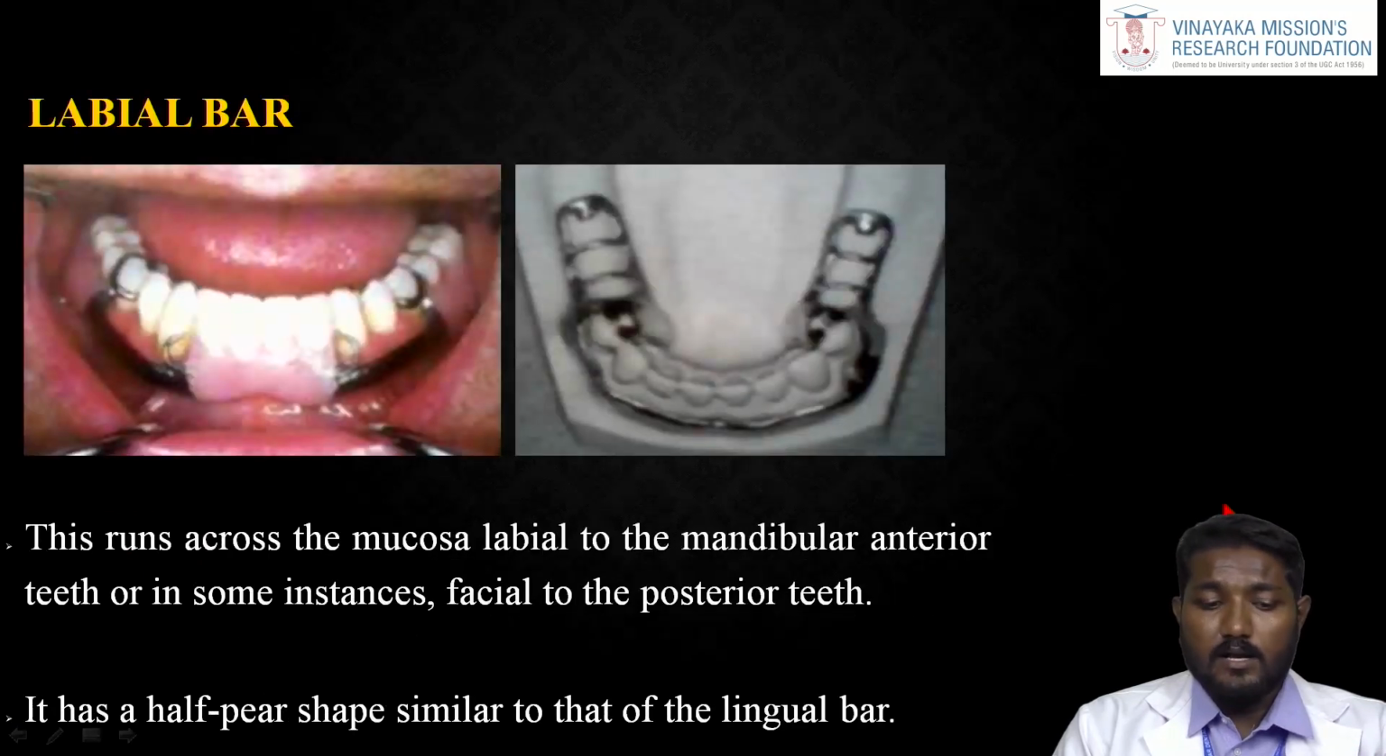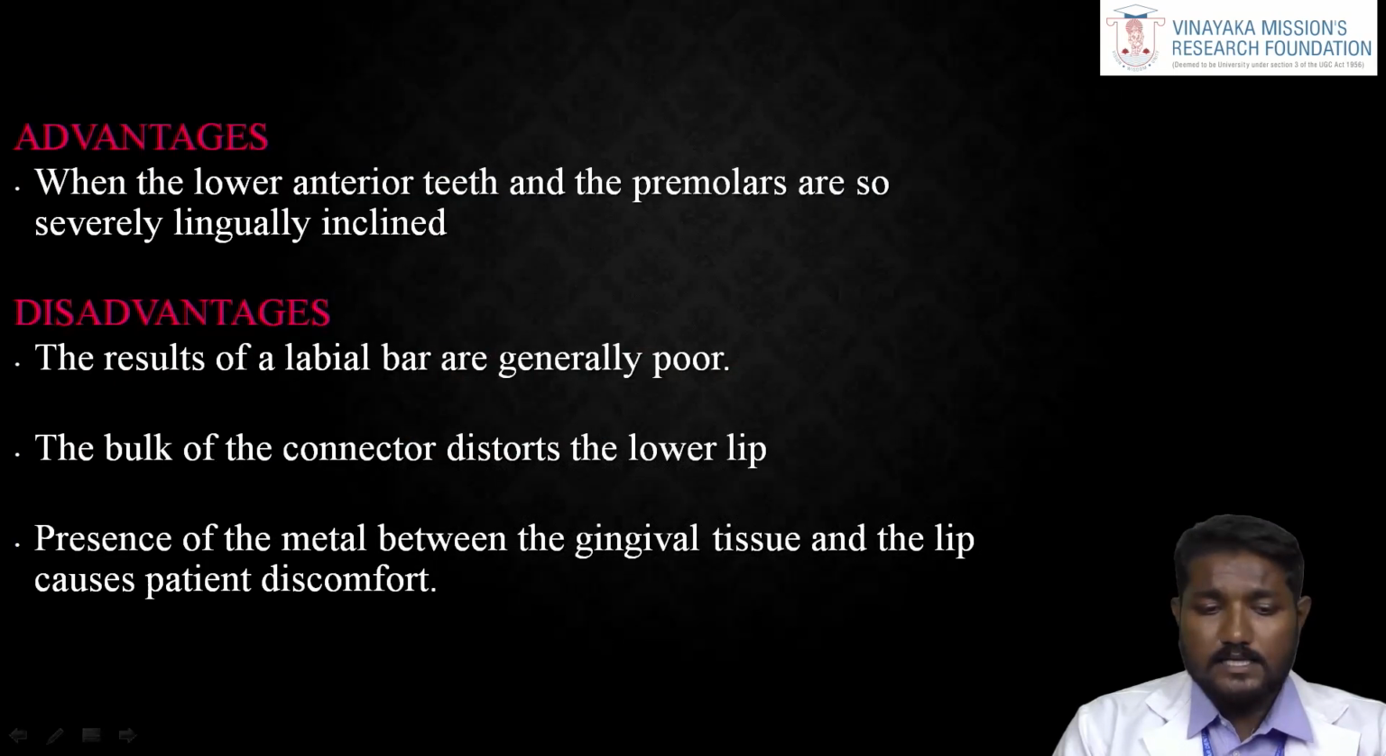Now we'll look into the labial bar. This runs along the mucosal labia to the mandibular anterior teeth, or in some instances facial to the posterior teeth. It has a half pear shape similar to the lingual bar. The advantage is when the lower anterior teeth and the premolars are severely lingually inclined. The disadvantages are that the results of the labial bar are generally poor. Bulk of the contour distorts the lower lip. The presence of metal between the gingival tissue and the lip causes patient discomfort.